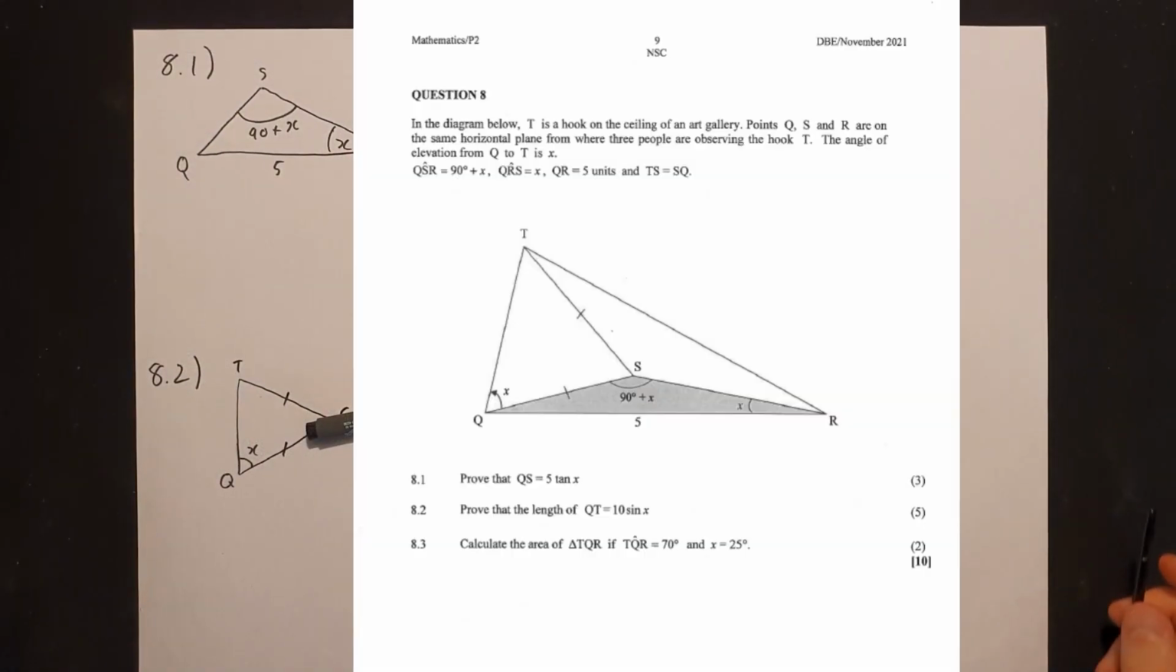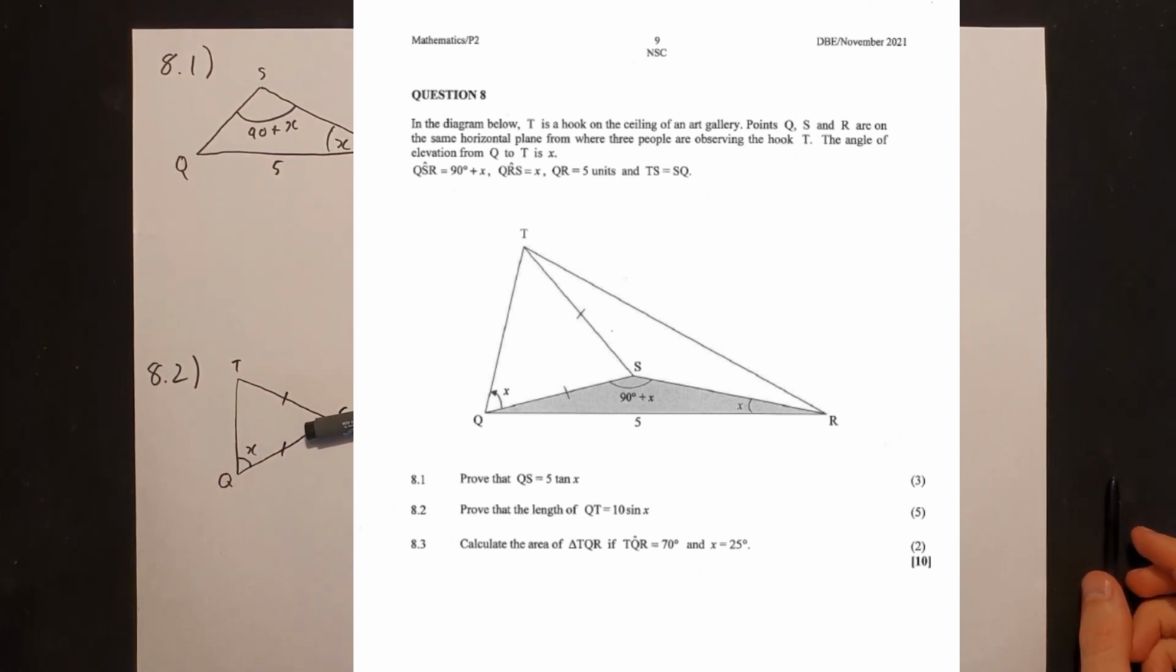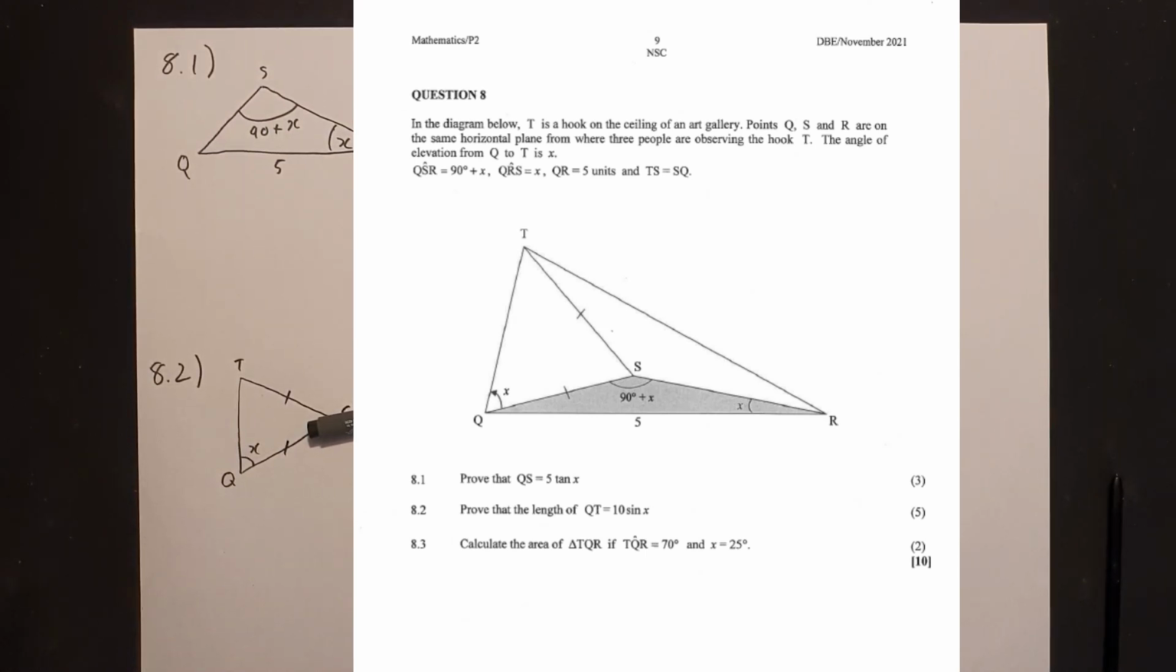Okay, let's have a look at question 8 there. So question 8 is dealing with trigonometry within triangles now. It says in the diagram below, T is a hook in the ceiling of an art gallery, and then points P, Q, S and R are on the same horizontal plane. They give you that QSR is 90 degrees plus X, QRS is X, QR is 5 units, and then TS equals SQ.